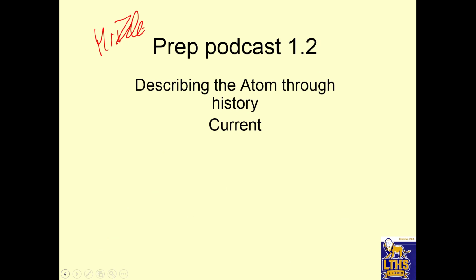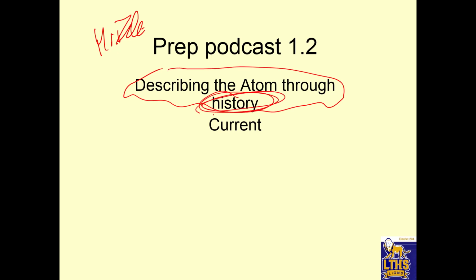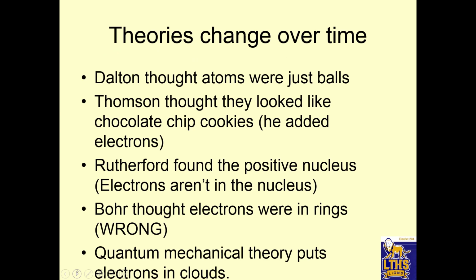We're going to describe the atom through history and talk about the current model of the atom. So let's do it. The reason why we describe it through history is to show you that history is very important. You kind of have to make a stand on something and then test it to figure out what's right. Theories change over time, but given enough time, theories are very regular and constant.